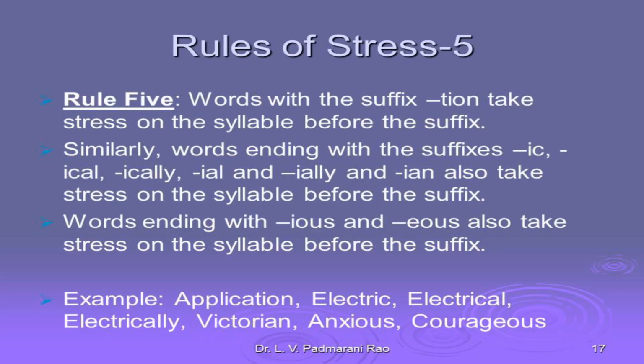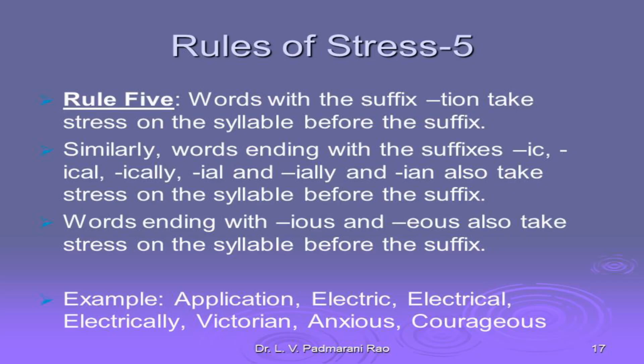The words ending with the suffix tion take the stress on the syllable before the suffix. Syllable before the suffix would mean that tion is the suffix, and whatever syllable is present before tion, that will take up the stress. The same logic is applied to the suffixes ic, ical, ically, ial, ially, and ian. However many syllables there are in these suffixes, leave them aside, and the syllable that is present before the suffix is to be given the accent.